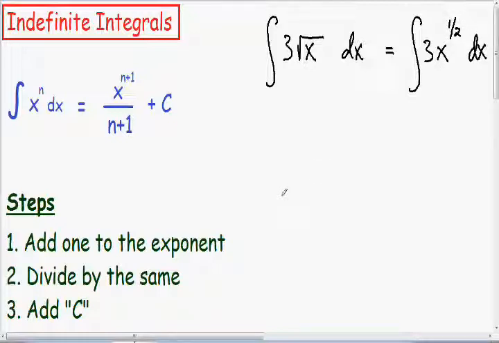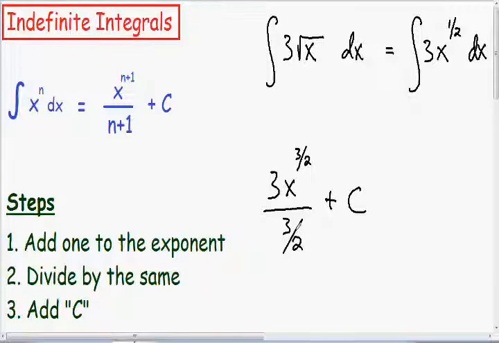So after we integrate this, instead of a 3x to the 1/2, it is going to be a 3x, and once again 1/2 plus 1 is 3/2. So after you add 1 to the exponent, you need to divide by the same. So since we have an exponent of 3/2, we're going to divide by 3/2. And we can't forget about our last step. You always need to add c.